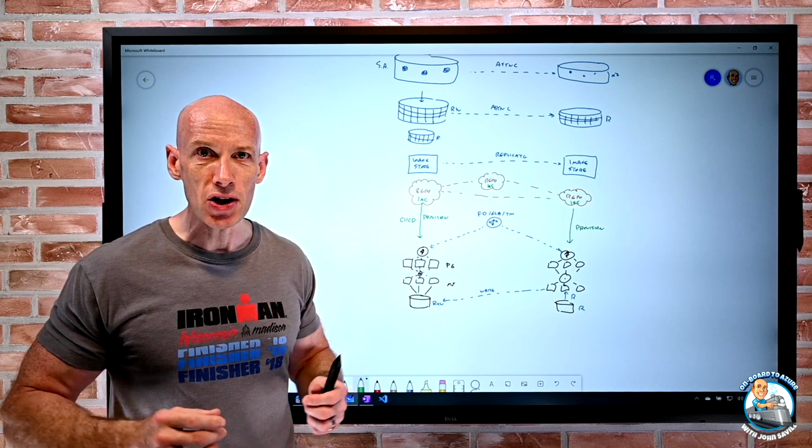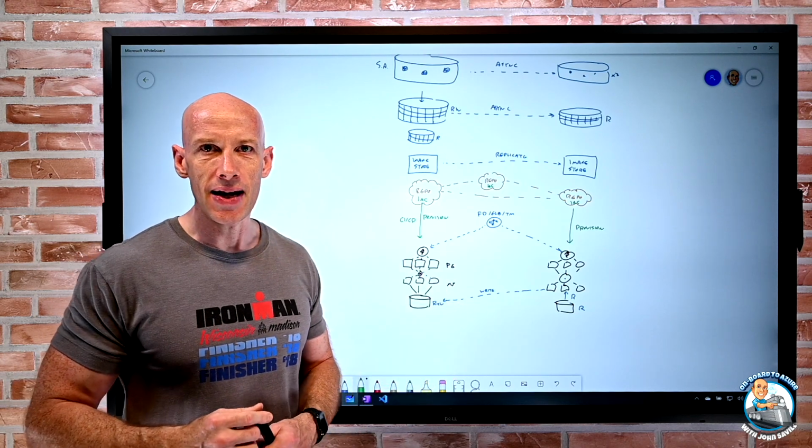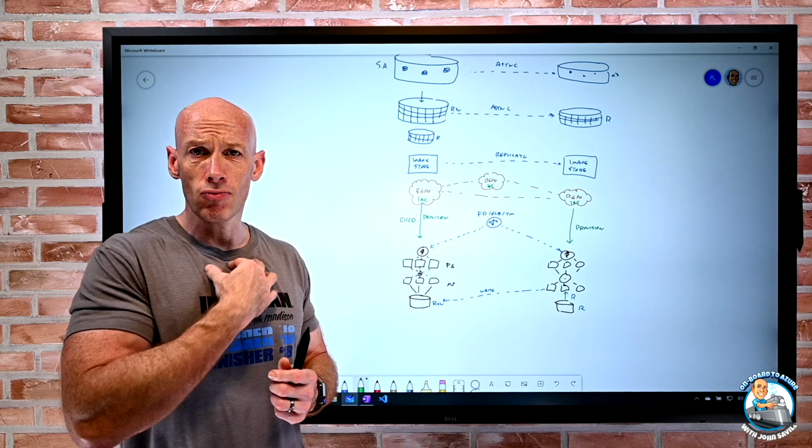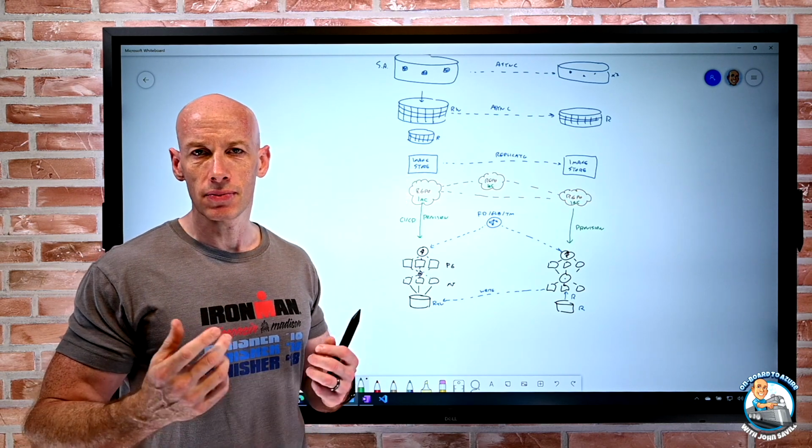Hope that was useful. Hope it answered the question of why I can't click a button and have AKS deploy across multiple regions. The answer is you can do. You just write that pipeline yourself and it will do it.